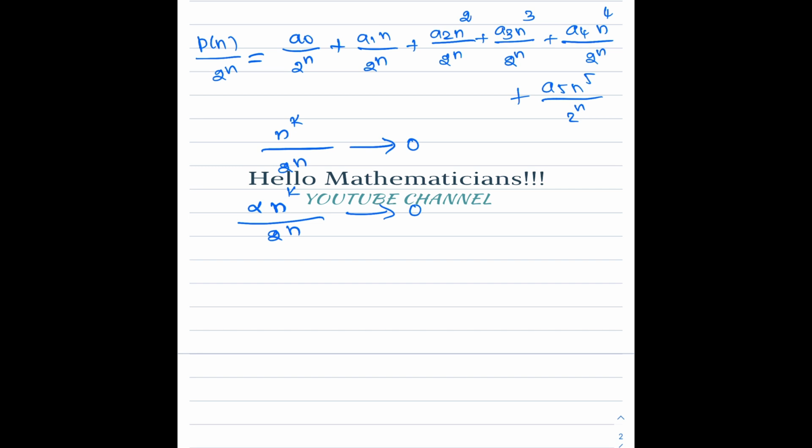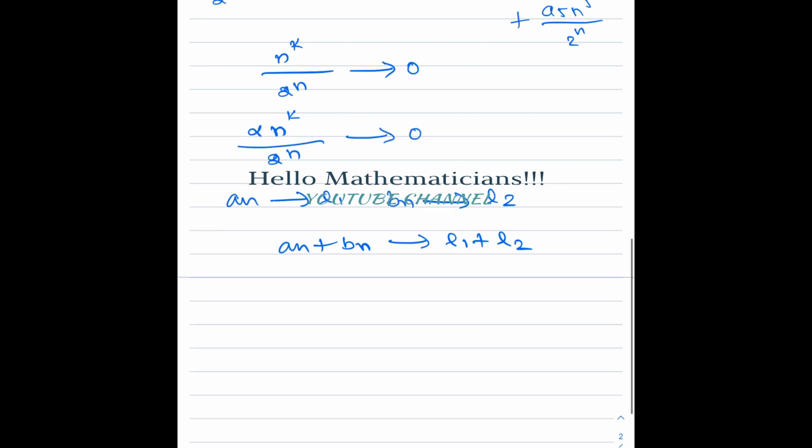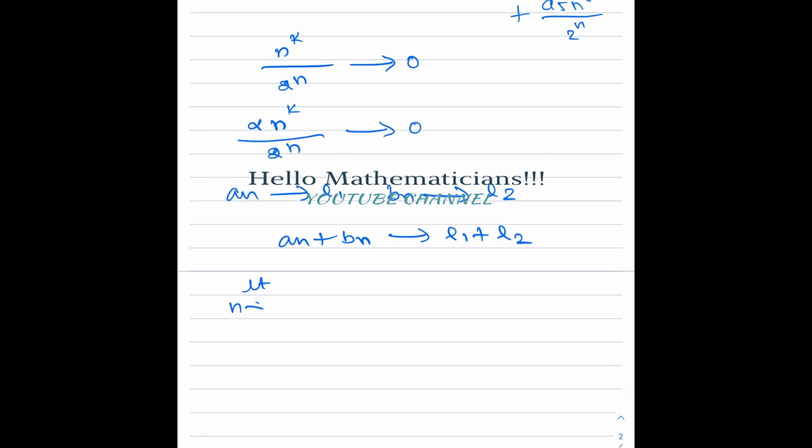If an converges to L1 and bn converges to L2, then the sequence an plus bn converges to L1 plus L2. Okay, so by using this arithmetic of limits result, we see that each of them converges to 0. So together we get limit n tends to infinity p of n by 2 power n equal to 0.